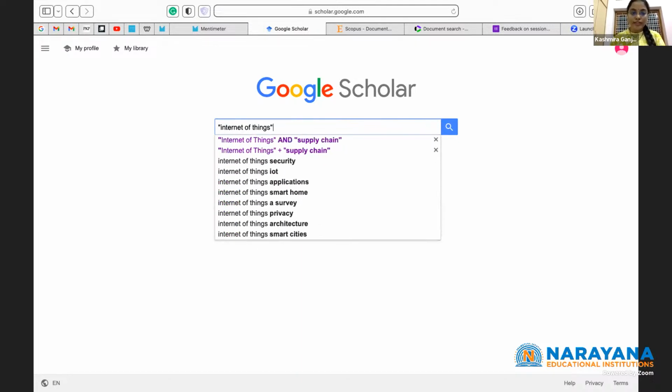Because it is a 3-worded phrase, I wanted to retrieve articles which include all these 3 words together. I don't want Internet, of, and things separately. So that is the reason I gave quotation marks, otherwise it will take them individually.